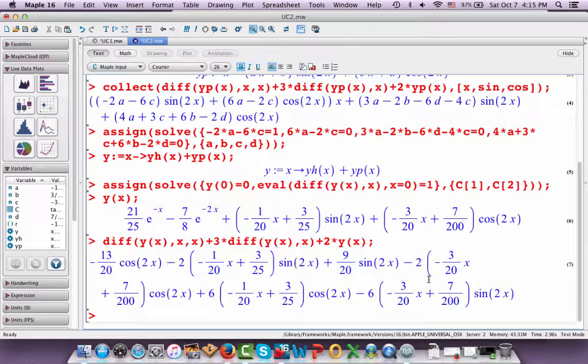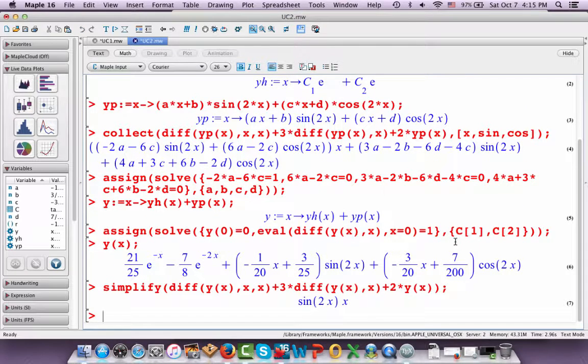Oh, it gives us a whole bunch of stuff. Well, it didn't simplify it. In this case, we can just do a quick simplify here. It doesn't always group things the way you want it, but in general, these kinds of things it will. And there it is, x times the sine of 2x. So our y of x does satisfy the differential equation.